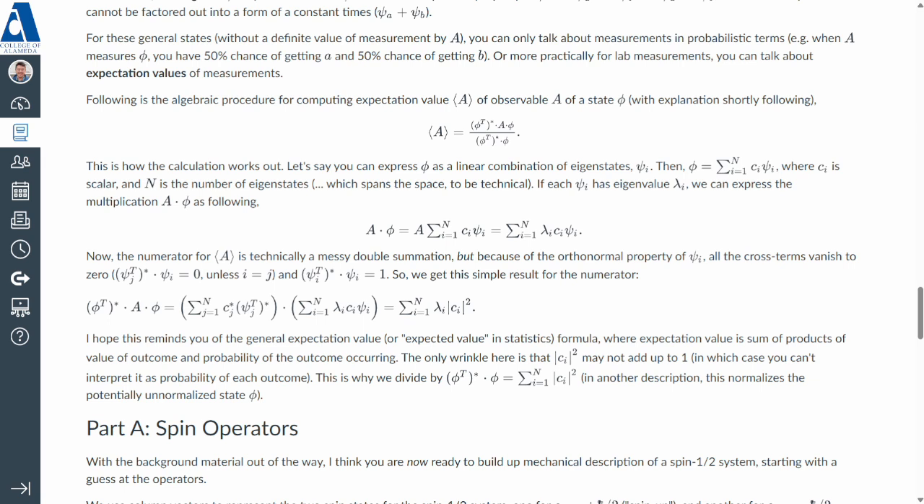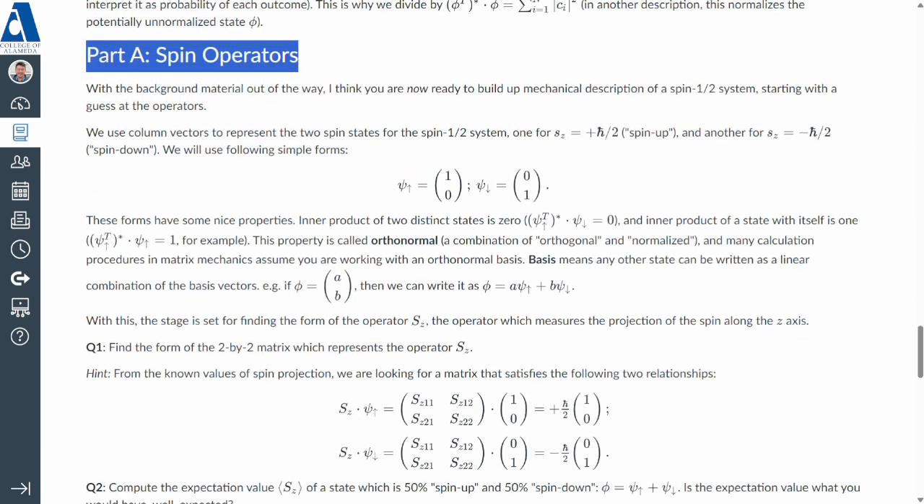That's the background material. Now, part A, spin operators. With the background material out of the way, I think you are now ready to build a mechanical description of a spin one-half system, starting with a guess at the operators. We use column vectors to represent the two spin states for the spin half system, one for s sub z equal to plus h bar over 2, quote-unquote spin up, and another for s sub z equal to minus h bar over 2, quote-unquote spin down.